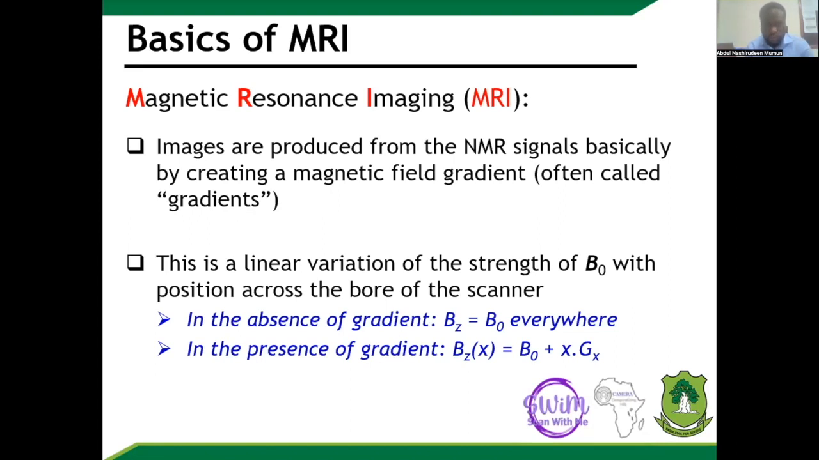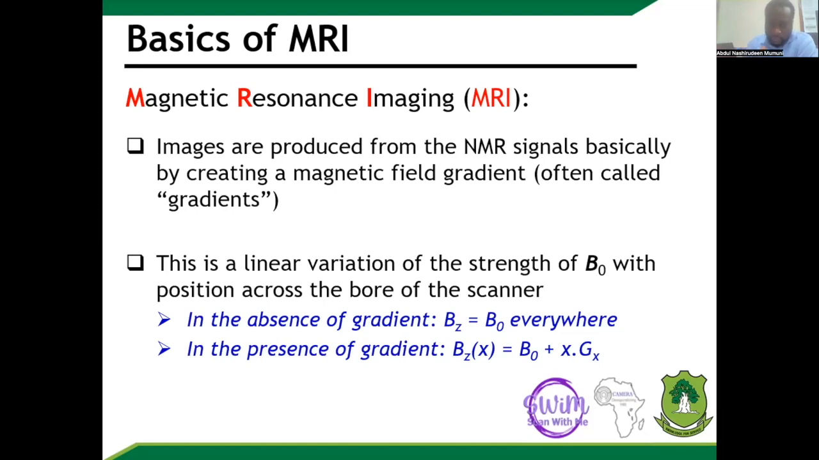So what we need to do is to apply gradients to vary the signal intensities across the body we are imaging, and also to selectively say this is what we want to image. Otherwise, once the human body is activated, we are imaging whatever is activated. So the application of a series of other gradients is what gives us MRI.